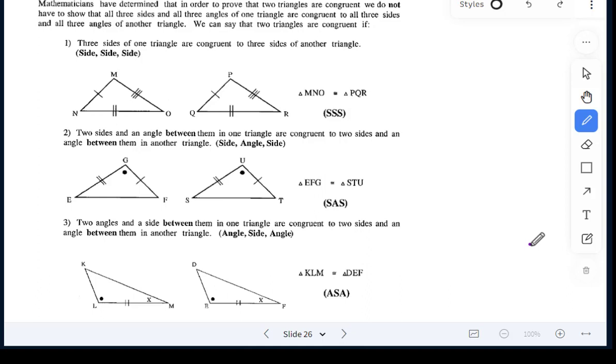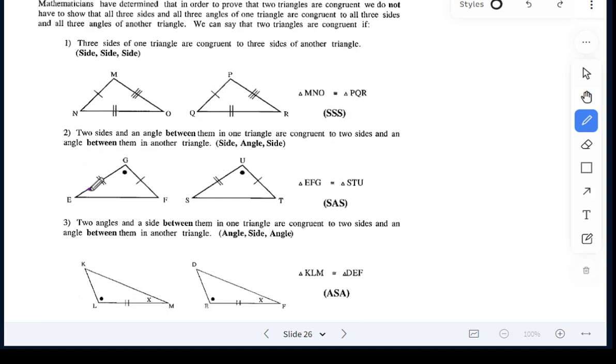Now, mathematicians have determined that in order to prove that 2 triangles are congruent, we don't have to show that all 3 sides and all 3 angles of one triangle are congruent to all 3 sides and all 3 angles of another triangle. There's 3 rules here. We can say that 2 triangles are congruent if the 3 sides of one triangle are congruent to 3 sides of another triangle. That's called side, side, side, or SSS for short. So here the 3 sides are equal, so therefore we can say that these 2 triangles are congruent.